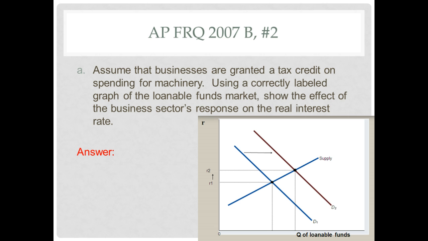Okay, here's our graph. Again, we'll notice a correctly labeled y-axis with a lowercase r, a correctly labeled x-axis, and because of the increase in investment in machinery, thanks to that tax credit, demand is going to increase for loanable funds, which means the real interest rate is going to rise, as we demonstrate right here. Double check your answer and make sure you're comfortable with what we've got here.